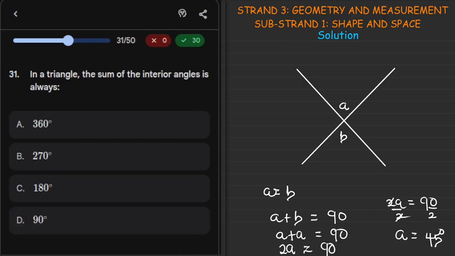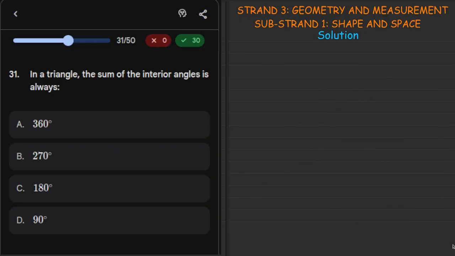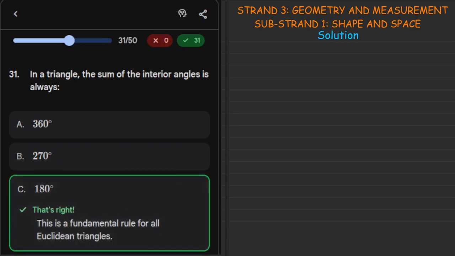Question number 31. It says in a triangle, the sum of interior angles is what? It is always 180. For a triangle, irrespective of the type of triangle it is, whether isosceles, equilateral, right angle, scalene, acute angle triangle, reflex angle triangle, obtuse angle triangle, they all have their interior angles summing up to 180.